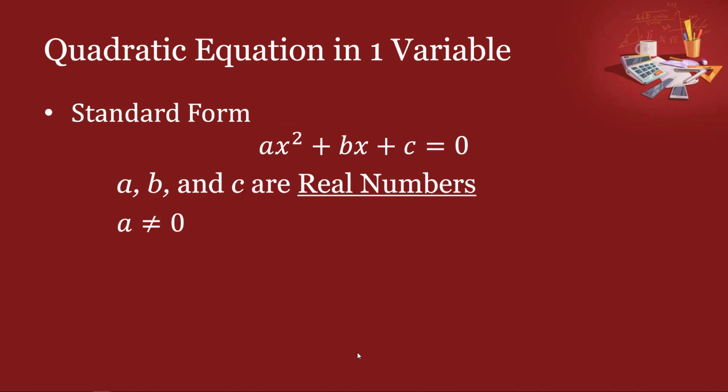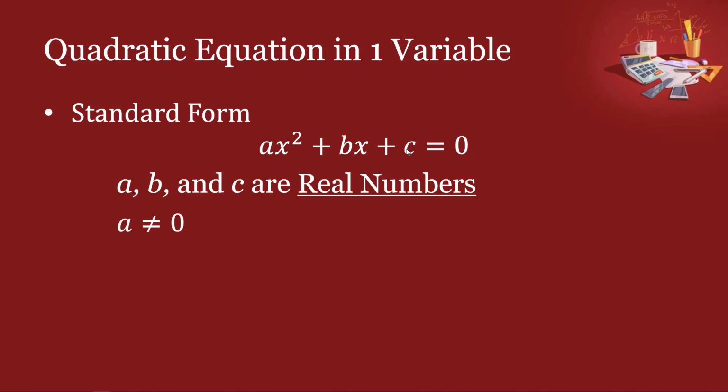This is a quadratic equation. Specifically, this is a quadratic equation in standard form. It is basically some real number times x squared plus some other real number times x plus a third real number, and this will be equal to 0. Once again, a, b, and c are real numbers, and a cannot be 0 because if a is 0, we no longer have a quadratic equation. Instead, we have a linear equation.